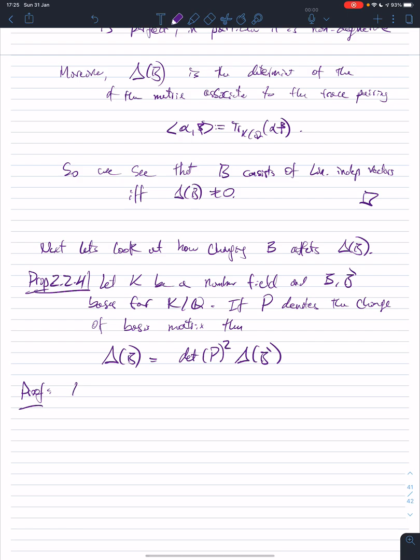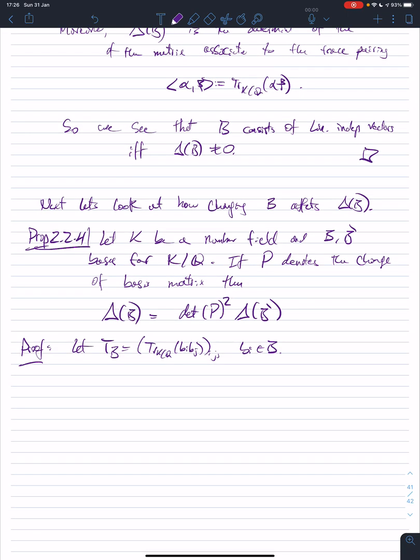So let's start using my notation. I'm going to let T_B denote the matrix whose entries are the trace from K to Q of b_i b_j. So this is the matrix associated to this trace pairing. So here again, we're just using linear algebra. So recall from linear algebra that if you have a matrix associated to the pairing, changing the basis changes the associated matrix by conjugation.